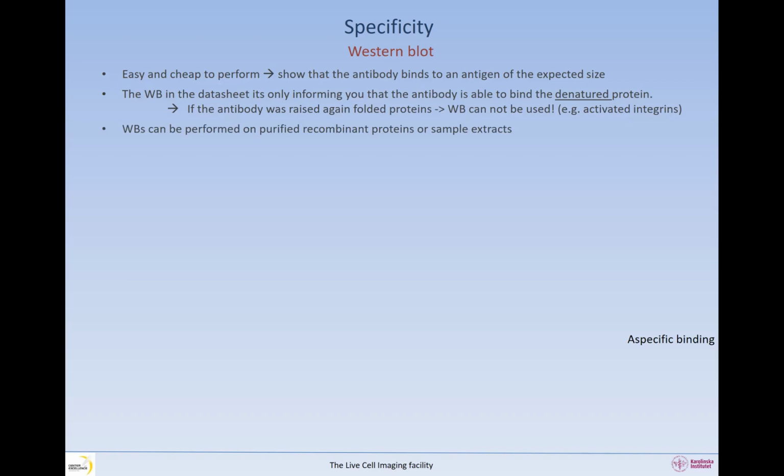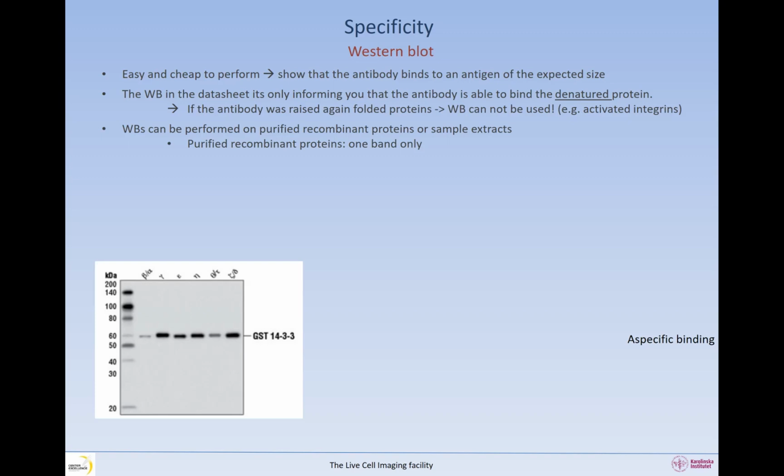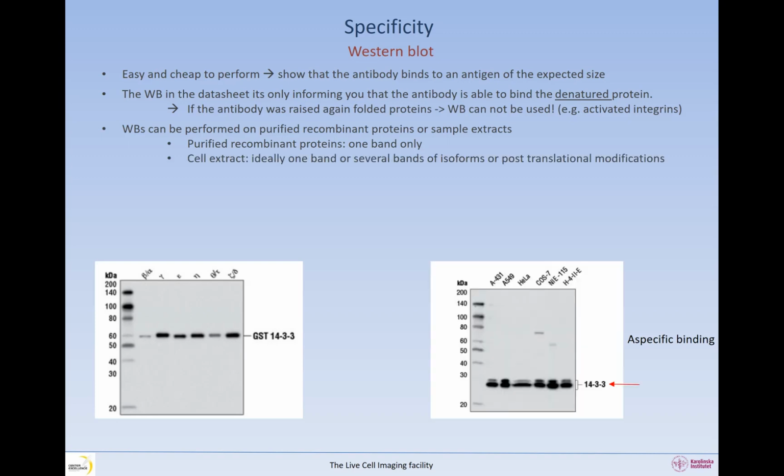Also, Western blots can be performed on purified recombinant proteins or sample extracts. If it's against the purified recombinant protein, it should only show one band. If it is against different cell extracts, ideally it should only show one band, or several bands if the protein has isoforms or some post-translational modification, as you can see here.